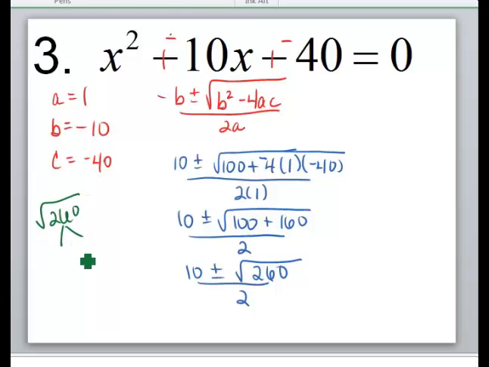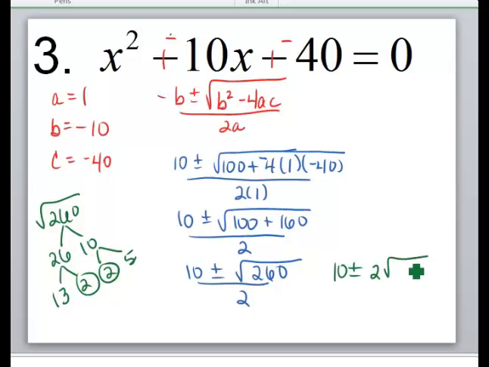The square root of 260 is 26 times 10. This is 13 times 2. This is 2 times 5. So I have a pair. It's a pair of 2's. So I have 10 plus or minus 2, the square root of, these stay on the inside, 13 times 5 is 65 all over 2.